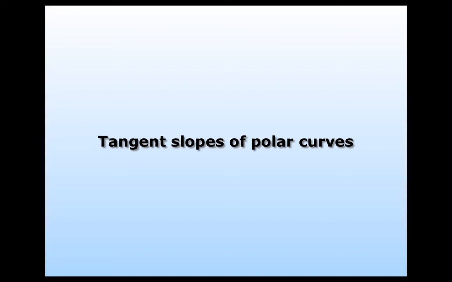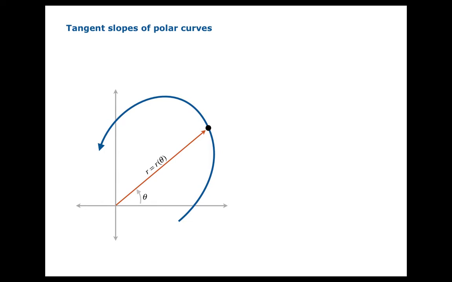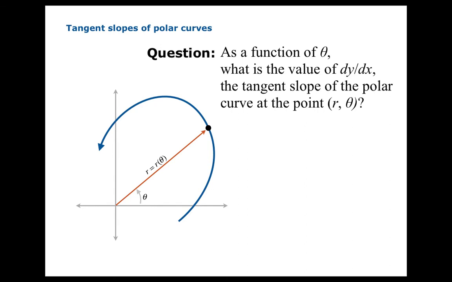The goal of this video is to derive the formula for the tangent slope of a polar curve. So here's the big question. You have a polar curve and you pick a point on the curve and you'd like to know, as a function of theta, the input variable for the polar curve, what is the value of the tangent slope dy dx?